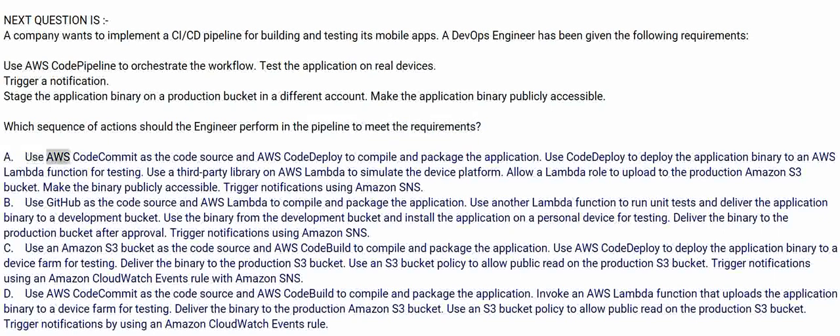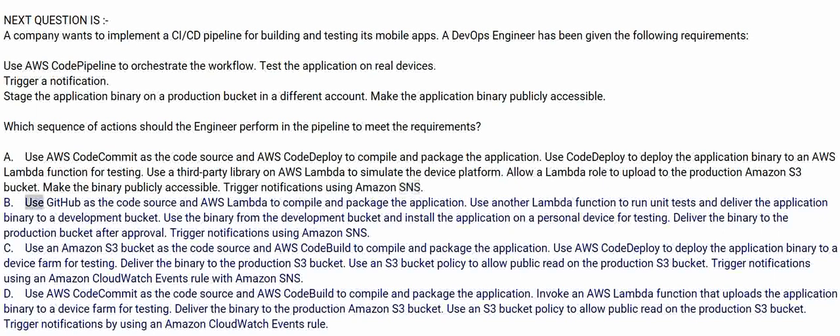A. Use AWS CodeCommit as the code source and AWS CodeDeploy to compile and package the application. Use CodeDeploy to deploy the application binary to an AWS Lambda function for testing. Use a third-party library on AWS Lambda to simulate the device platform. Allow a Lambda role to upload to the production Amazon S3 bucket. Make the binary publicly accessible. Trigger notifications using Amazon SNS.